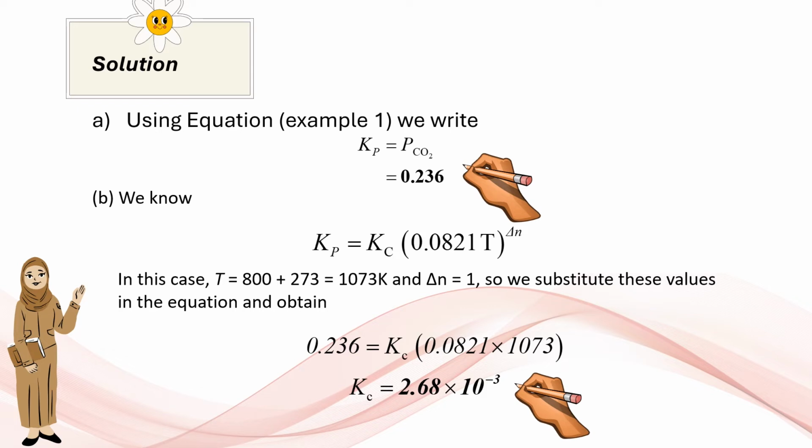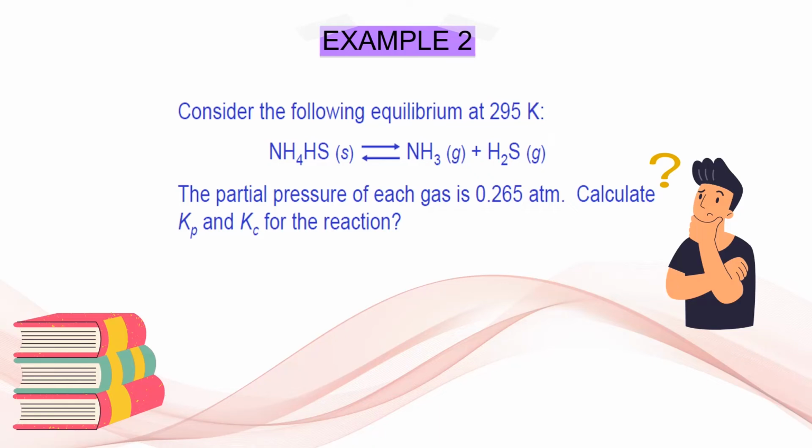In this case, the temperature given is 800 Celsius. So before we substitute in the equation, we have to convert the 800 Celsius into Kelvin, where we add 273 and get 1073 Kelvin. The difference in the number of moles is the total number of moles of product, which is 2, minus the total number of moles of reactant, which is 1, so 2 minus 1 equals 1. So we substitute this value in the equation and obtain Kc, where Kc equals 2.68 times 10 to the power of negative 3. Now let's look at example 2.